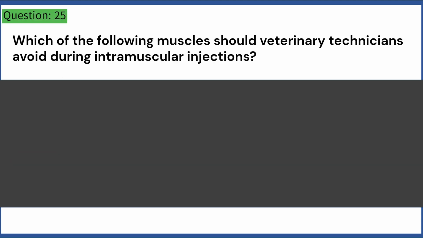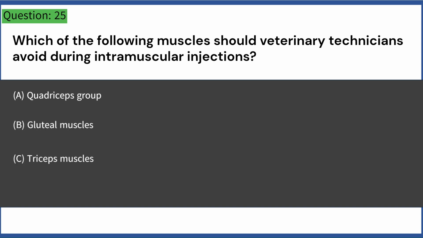Yellow. Which of the following muscles should veterinary technicians avoid during intramuscular injections? A. Quadriceps group. B. Gluteal muscles. C. Triceps muscles. D. Lumbodorsal muscles. Answer: B. Gluteal muscles.